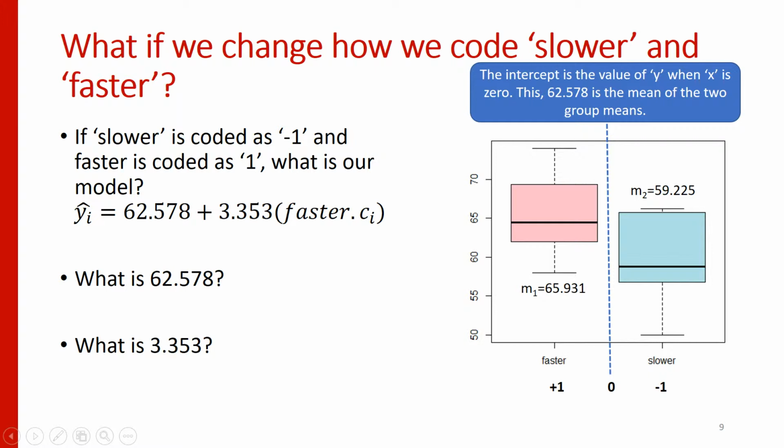Because again, the slope is always the change in y for a 1 unit change in x. So if I go from the mean of the faster group and I change 1 unit, right, I've gotten to 0. I've gone down 3.353 in order to get to the intercept. And if I make another 1 unit change, I go down another 3.353 to get to the mean of the slower group. Right, so this is how we would represent or interpret the intercept and the slope in a situation in which we have contrast-coded predictors.